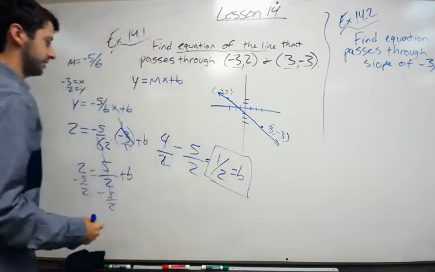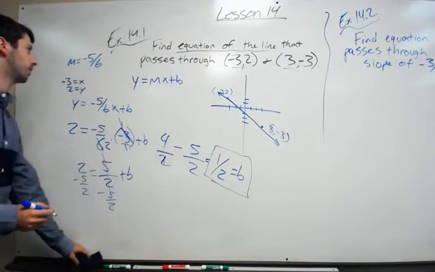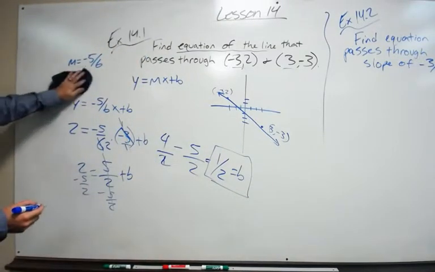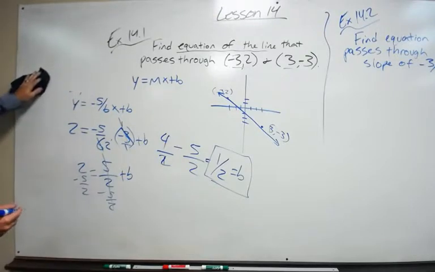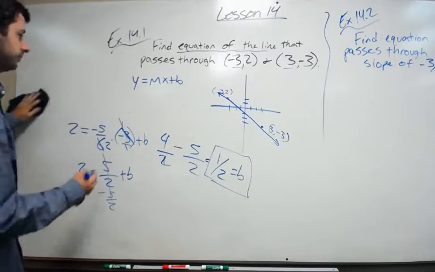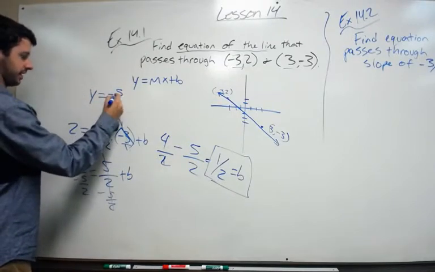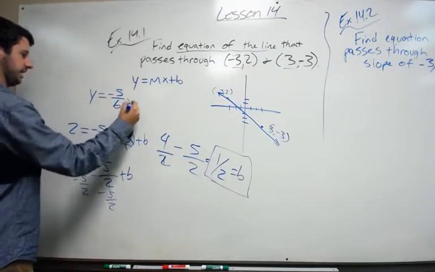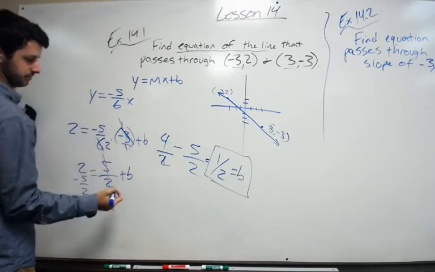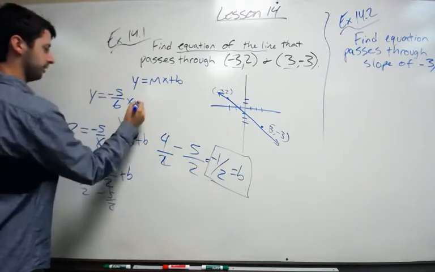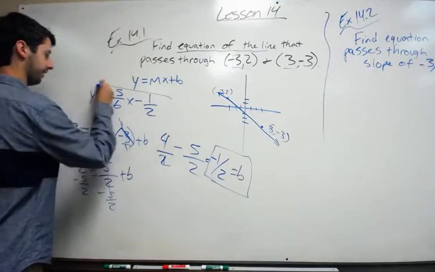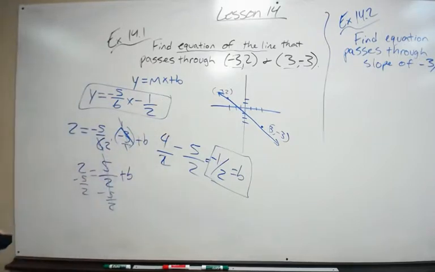And that is b. So our equation of the line would end up being y equals our slope, negative 5/6 x, and this is a negative, minus 1 half. And that would be our equation of the line. And so that's how you solve when you are given 2 coordinates.